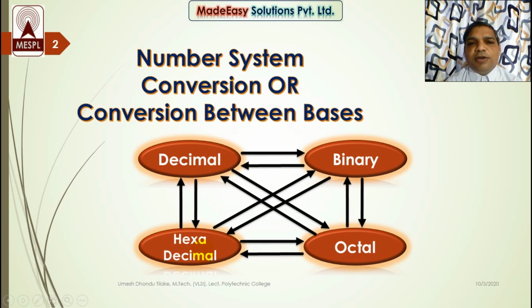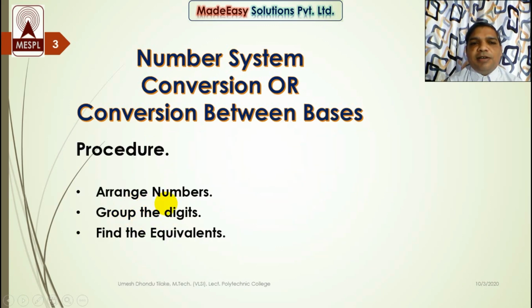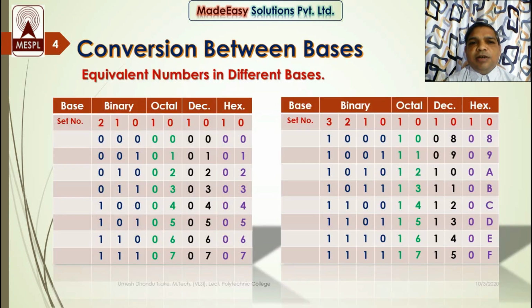So let's move forward. We have just discussed the method. We have to arrange the numbers, then group the digits and find their equivalents from the table. Which table? The table in which I showed you the equivalent numbers in all bases in the previous video. I have the table in this video also. See here, this table we had seen in the previous video as well.